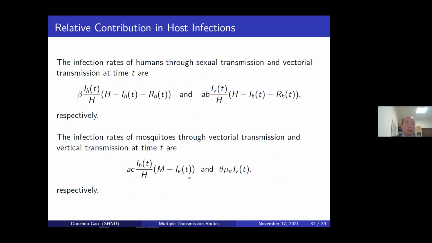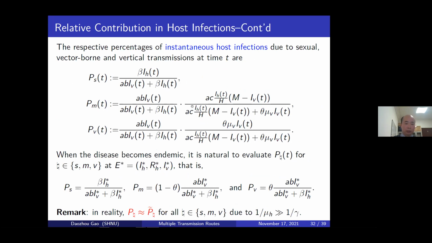Okay, so then we also study the relative contribution of each transmission route to the instantaneous host infections. So like if you have 100 host infections, how much is the contribution of sexual transmission? What's the contribution of mosquito-borne transmission? Or what's the contribution of vertical transmission? So we want to know that, and we can calculate that.